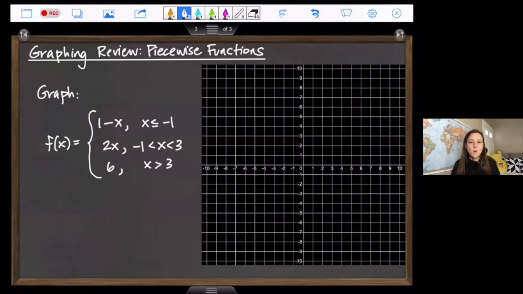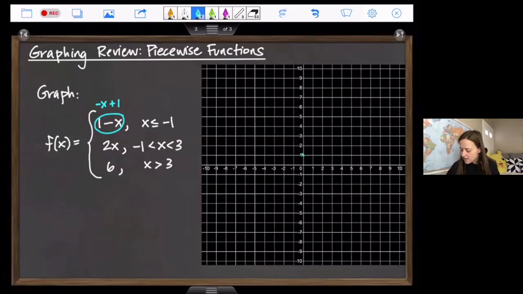I'm going to graph all 3 of these functions by themselves. So I'm going to start off with 1 minus x. All right, so 1 minus x, it might be easier for you to think of that as being negative x plus 1, so it looks more like the equation of a line. And negative x plus 1 has a y-intercept at 1, and then a slope of negative 1.